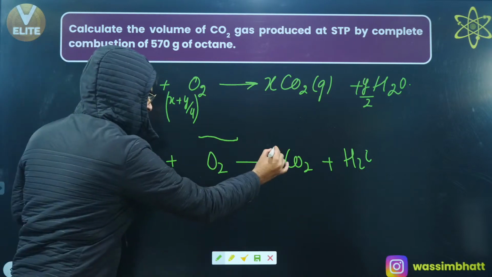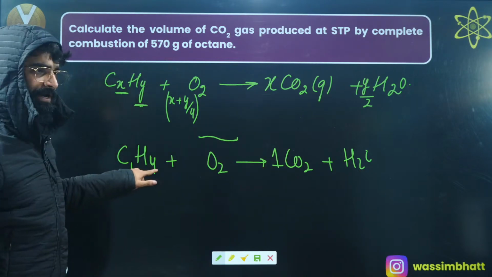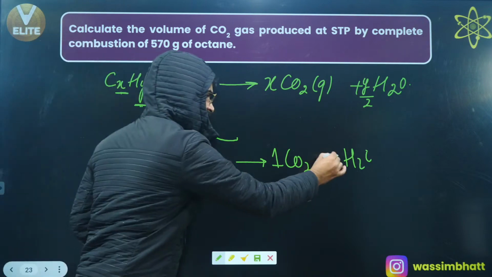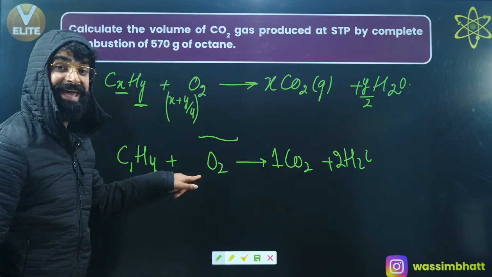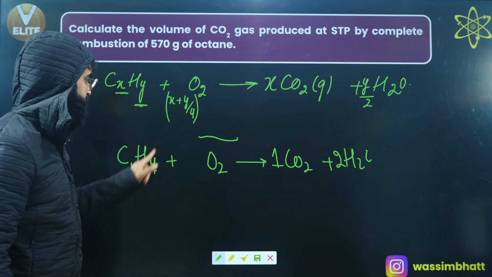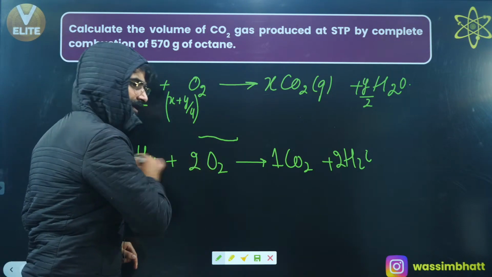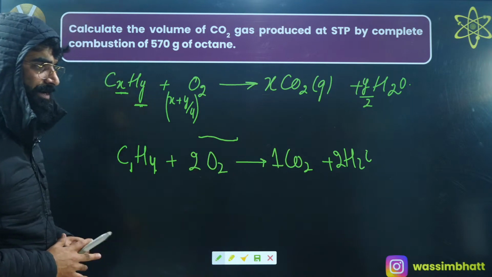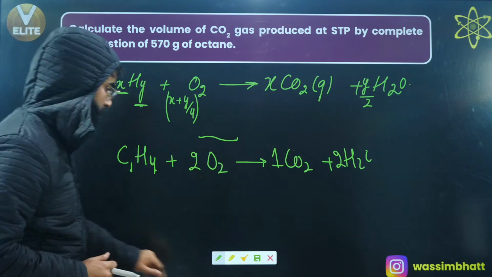It is 1. So just write 1 over here. What is the value of Y over here? It's 4. Just write 4 by 2. 4 by 2 means 2. Right? And the oxygen coefficient is going to be X plus Y by 4. So 1 plus 4 by 4 comes out to be 2. The reaction is automatically balanced. I hope you got to know how to balance it.